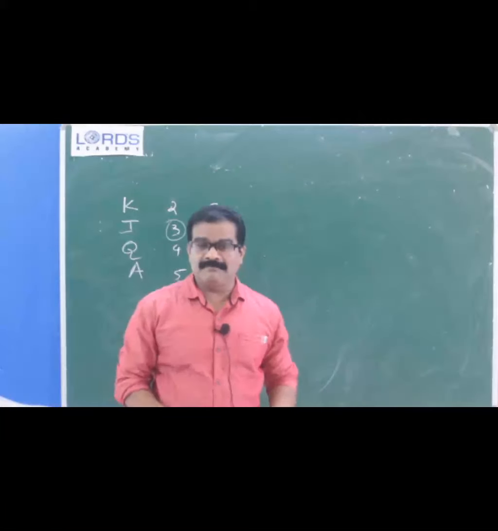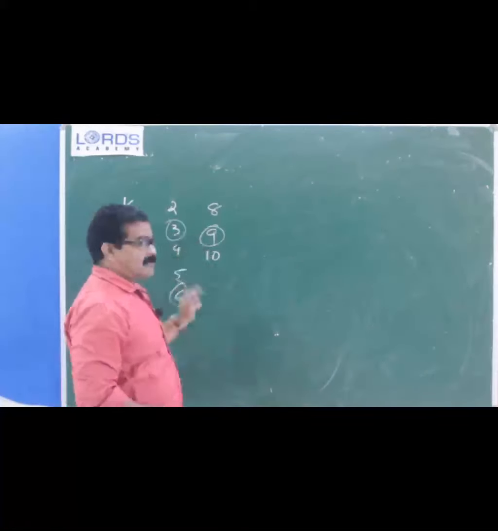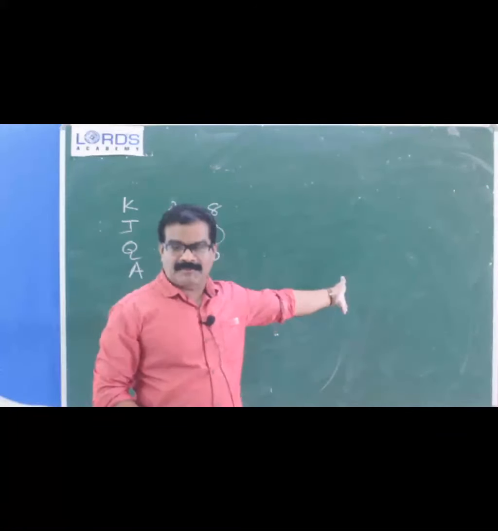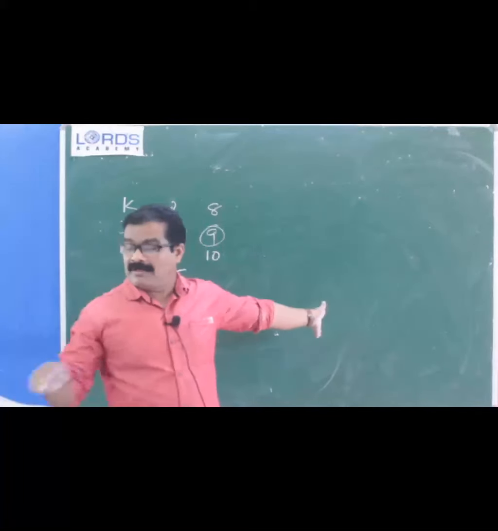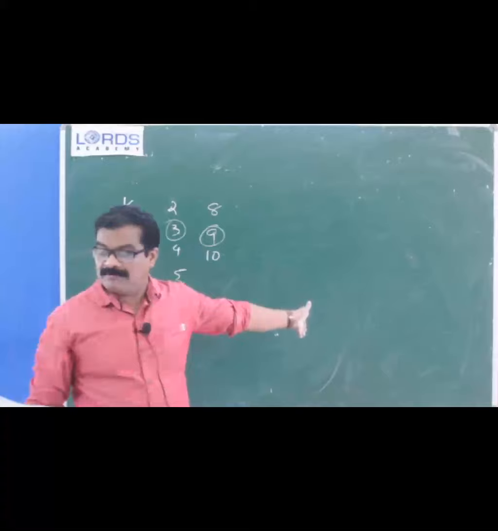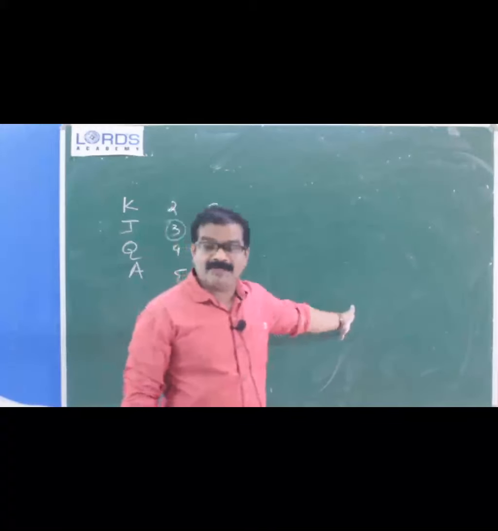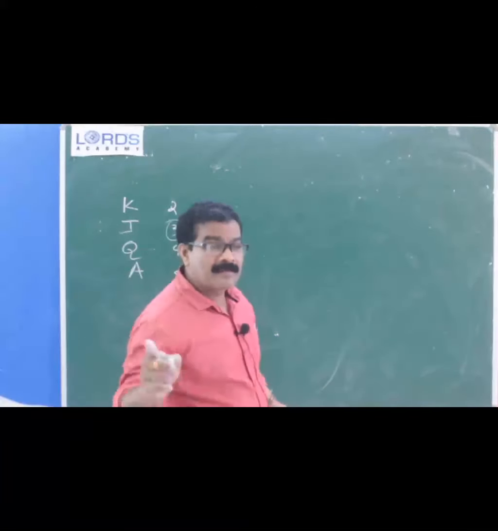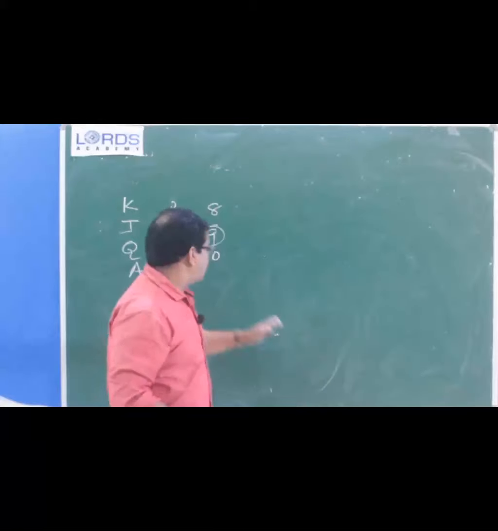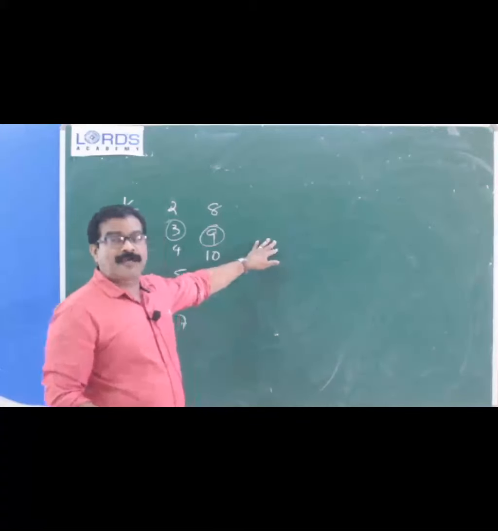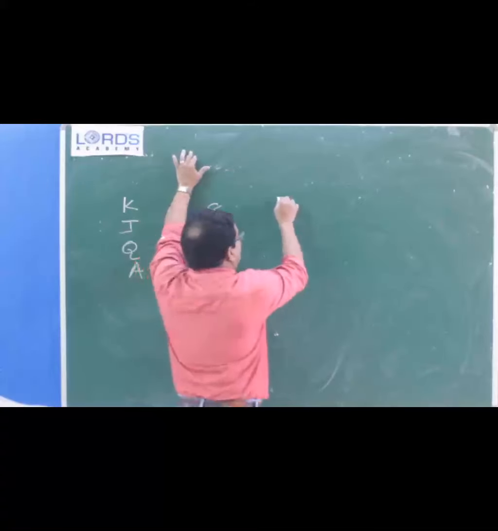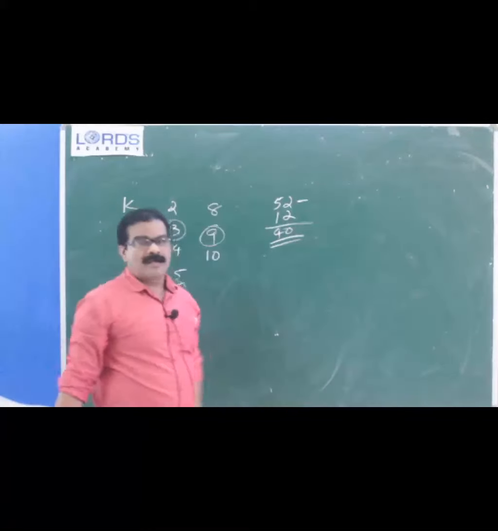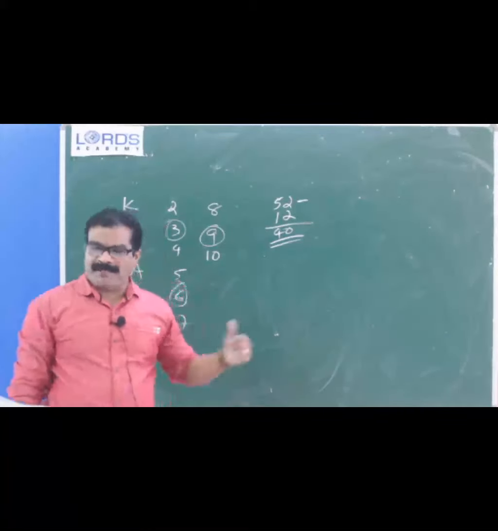In one set, 3 cards. Similarly, you can see the other 3 sets also. Then how many cards have already been removed in this problem? 12 cards. Yes, 3 into 4, 12 cards. Therefore, the total possible events is equal to 52 minus 12, that is equal to 40. Our total possible cases is 40.